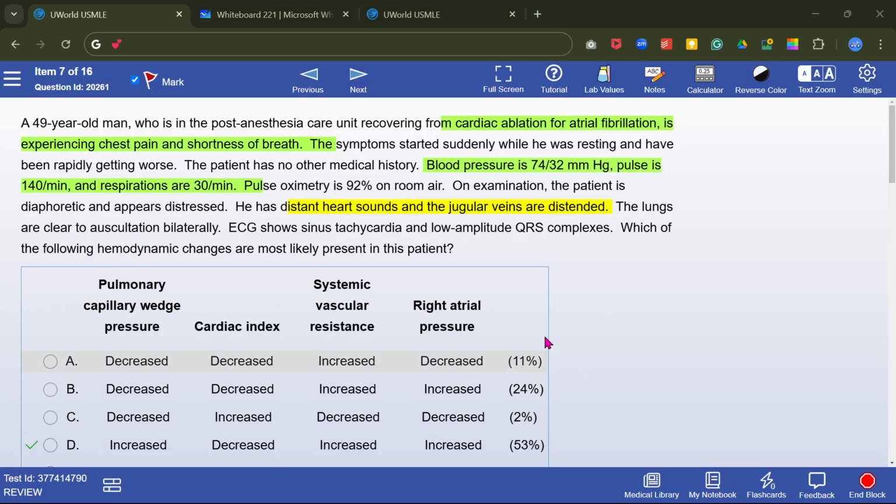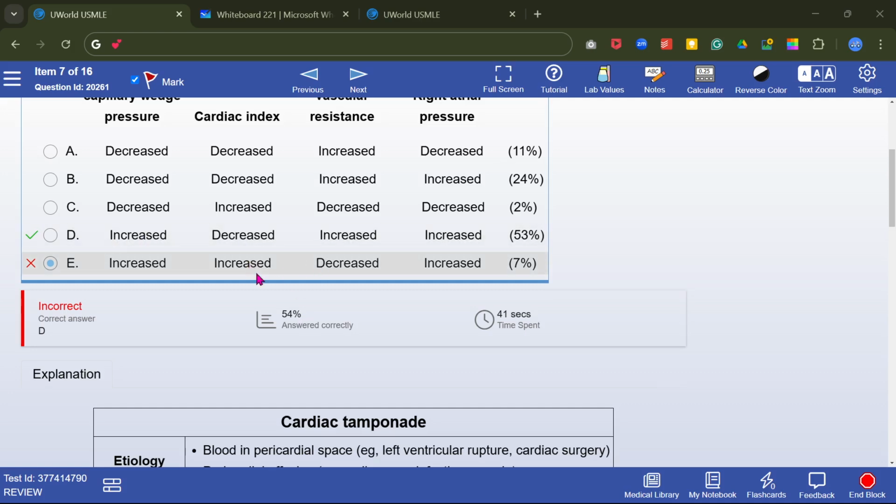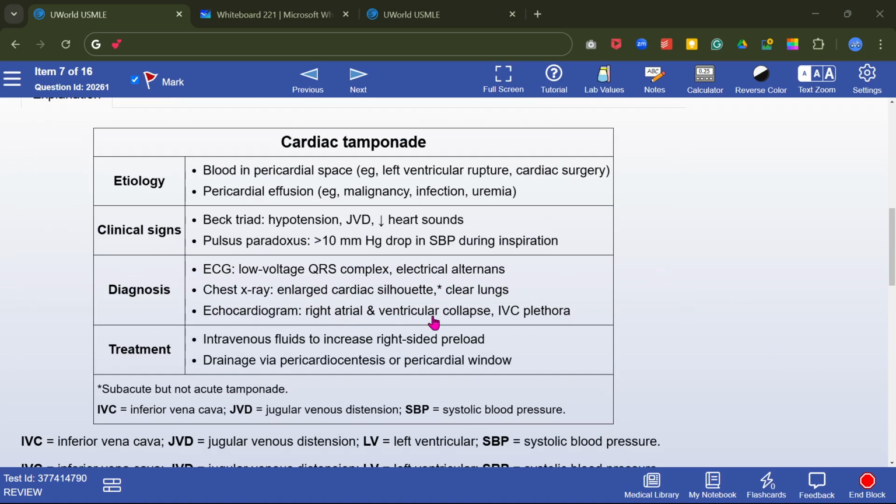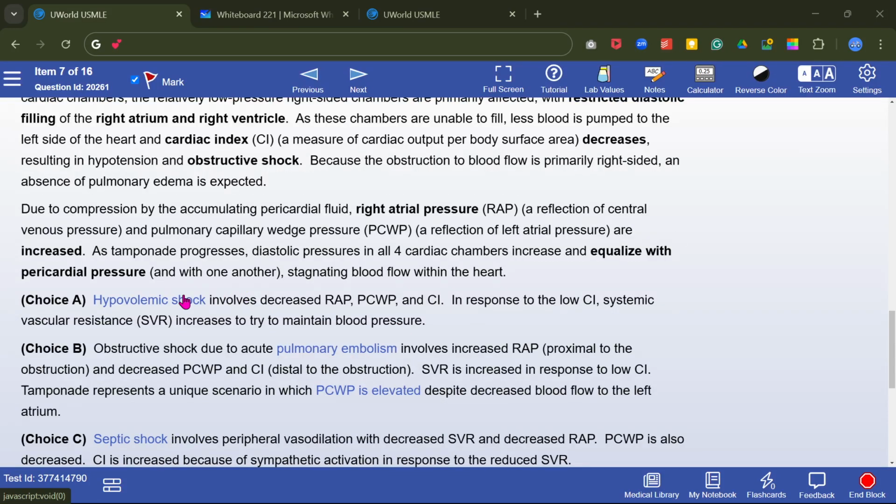Okay, according to this question, this patient has hypotension, tachycardia, tachypnea, distant heart sounds, and raised JVP. It looks like cardiac tamponade. In cardiac tamponade, right-sided preload is increased, and left-sided preload is also increased. That means right atrial pressure is increased, pulmonary capillary wedge pressure is increased, cardiac index is decreased, and systemic vascular resistance is increased. So this is the answer, cardiac tamponade. We will go through the background, and that's it.